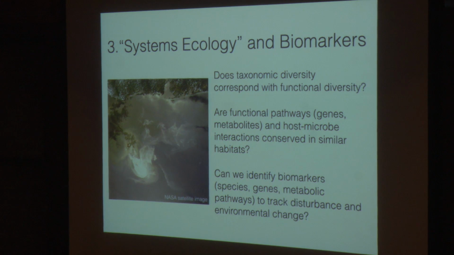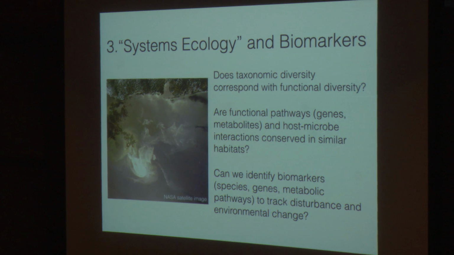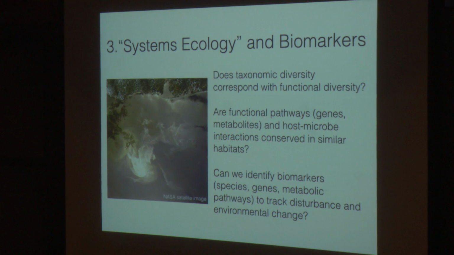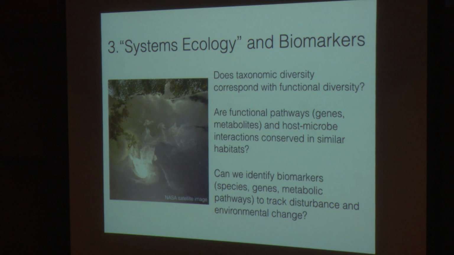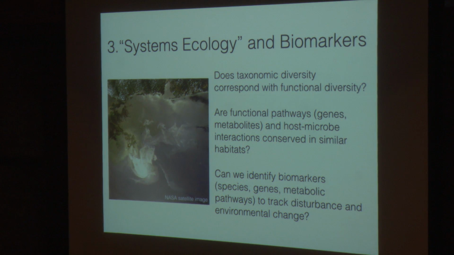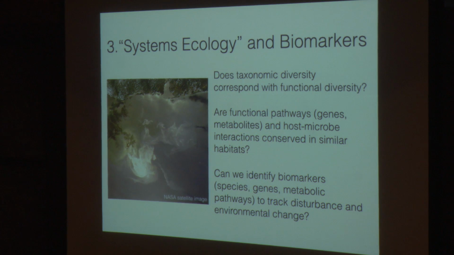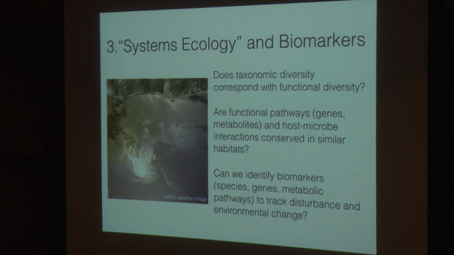And can we identify biomarkers that could be species, it could be genes, or it could be metabolic pathways that allow us to track disturbance and environmental change? And this is particularly relevant from an environmental monitoring standpoint. So whether or not we can give places like the EPA and NOAA tools where they can use genomic information to track disturbance and things like oil spills.